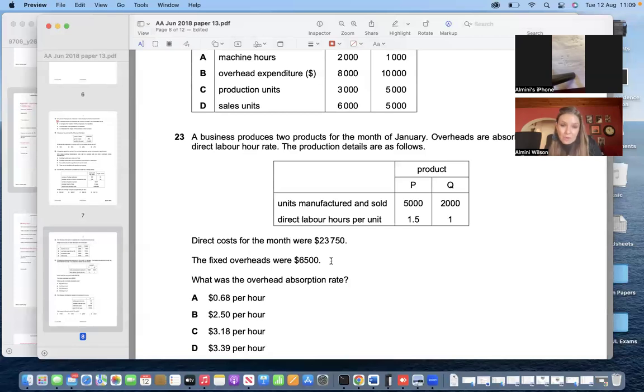What was the OAR? So remember for the OAR, the formula that we normally use, let me just quickly write that down. We want to get our fixed cost over our direct labor hours. That will give me my OAR.